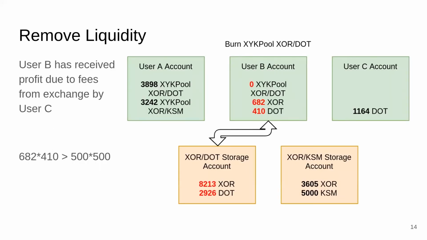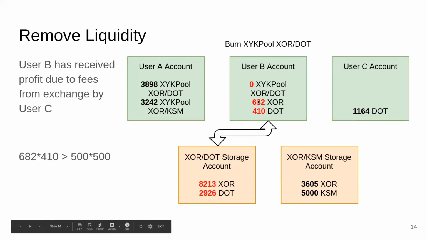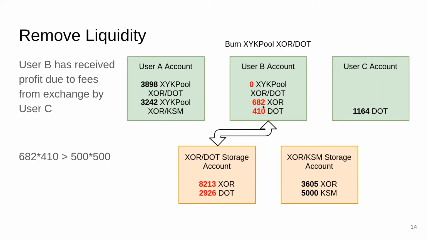And finally, we can demonstrate that user B can retrieve his original tokens which he added by burning his pool tokens, and because there was a transaction made by user C, he actually gets some profit from that. And here you can see that his constant product has increased while proportions are saved, so he has some profit because of fees.